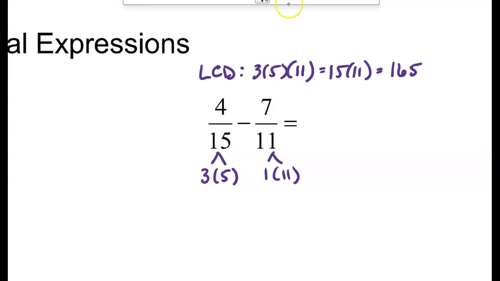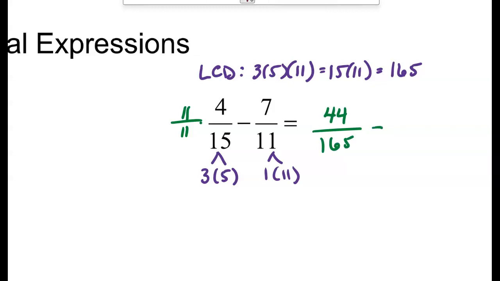So now what are we gonna do to the first equation? What do we have to multiply everything by? 11. So really we're multiplying by 11 over 11, or 11 times 4, 11 times 15. So that becomes 44 minus, let's do this separate, 165.